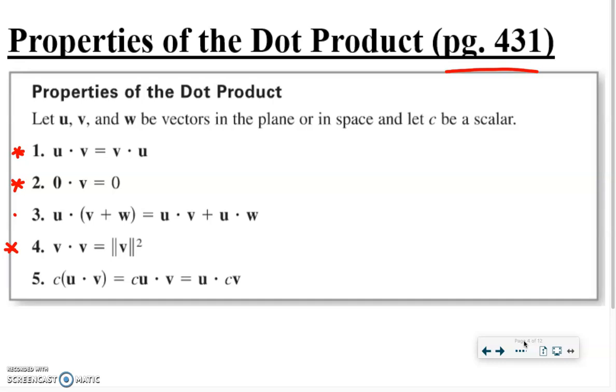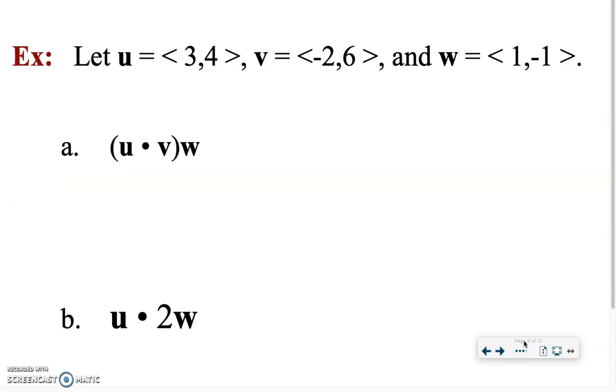And then finally, distribution is still going to work through that dot product. But like I said, the first and the fourth specifically are going to be the ones that probably show up most often. All right, so let's go ahead and try some of this stuff out.